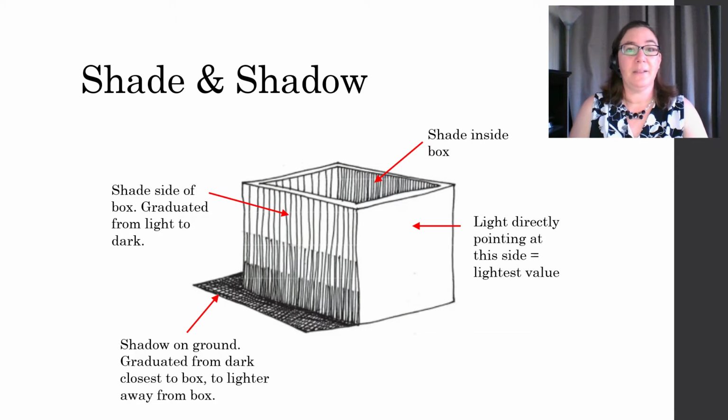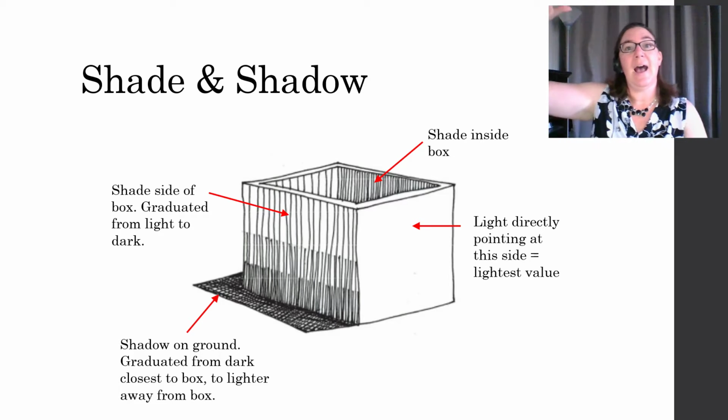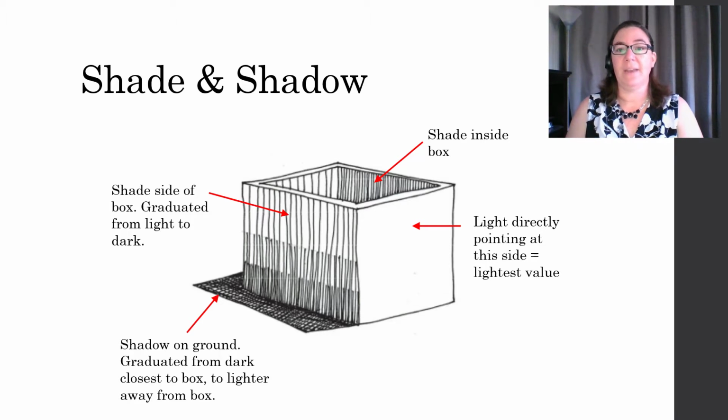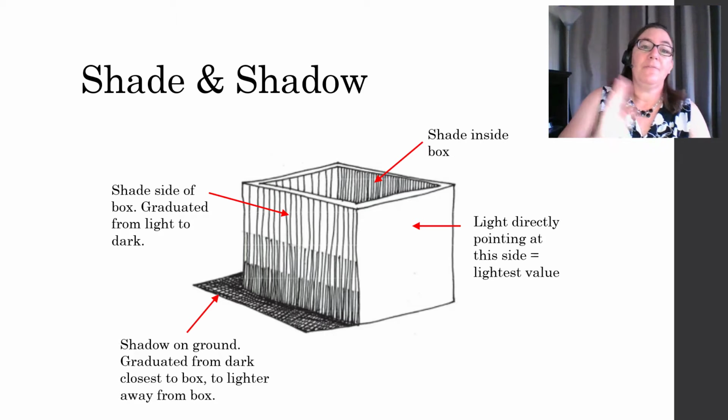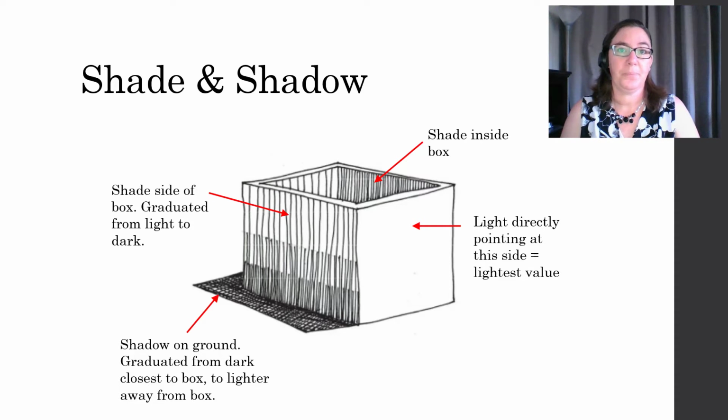Let's take a look at an example. Here is a simple box. The light is coming from forward, right, high, and it's pointing directly at that front right side. The front left side of the box is going to be in shade. It's pointing away from the light. Also, the inside of the box is in the shade. On the ground is the cast shadow, and it's the darkest part of our drawing here.